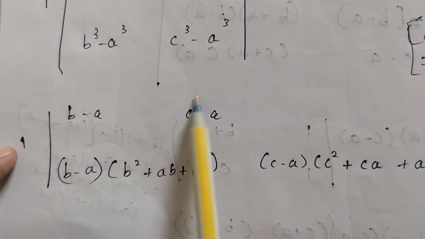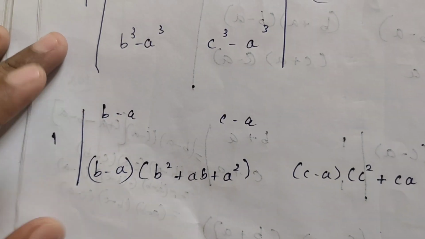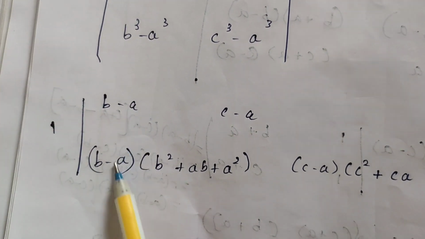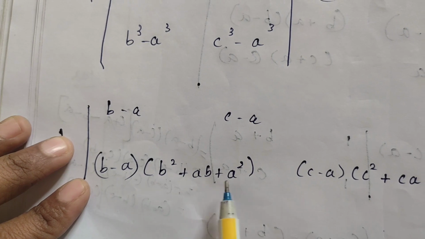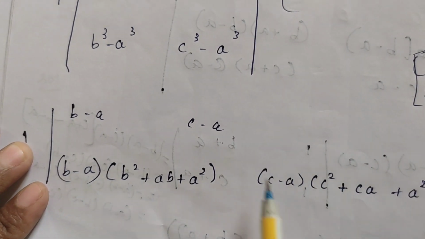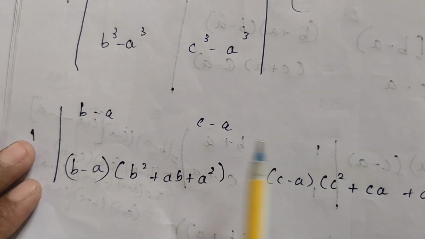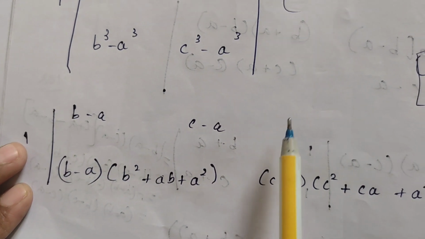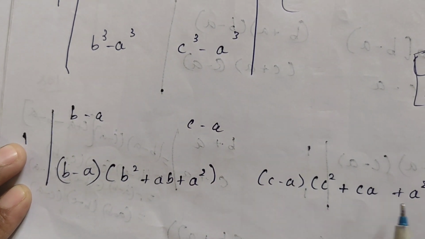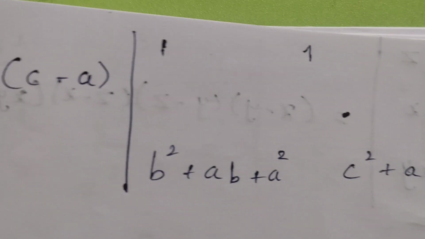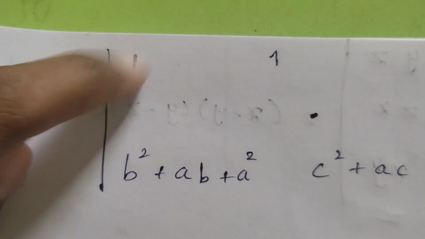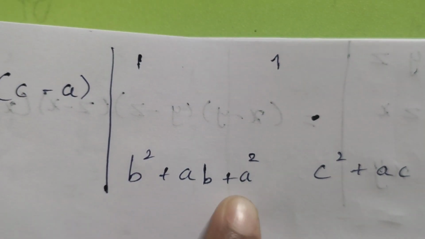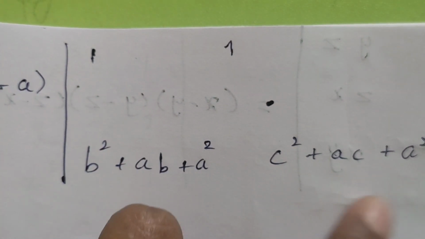Now find the determinant value of this. From the first column, b minus a is common. So let me take b minus a out and write 1, b square plus ab plus a square. From the second column, c minus a is common. So I'll take c minus a out and write 1, c square plus ac plus a square. Now I got it: b minus a into c minus a, determinant 1, b square plus ab plus a square, 1, c square plus ac plus a square.